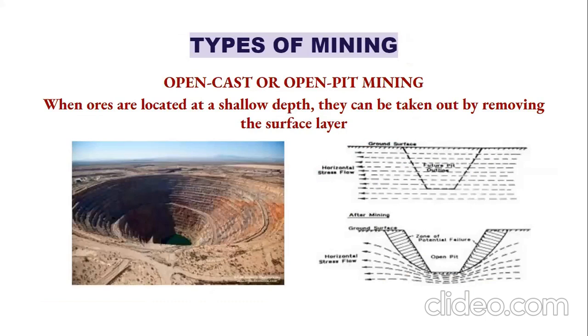Understood? The next is open cast or open pit mining. When ores are located at a shallow depth, they can be taken out by removing the Earth's surface layer. So first we saw quarrying, right? In quarrying, ores occur near the Earth's surface. Understood? But in this type of mining, that is open cast and open pit, minerals are located at shallow depth. So that is why we clear the surface and we take out those minerals. In the picture, you can see they have dug out and cleared layer by layer, they have dug out the entire thing, right? So that is how we take out the minerals. Understood?